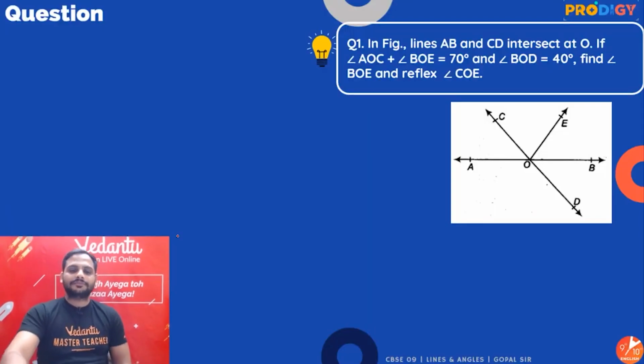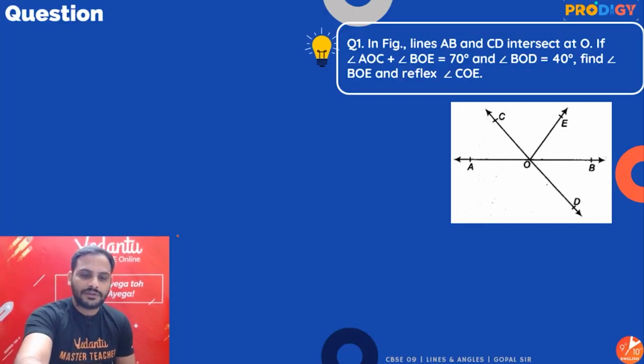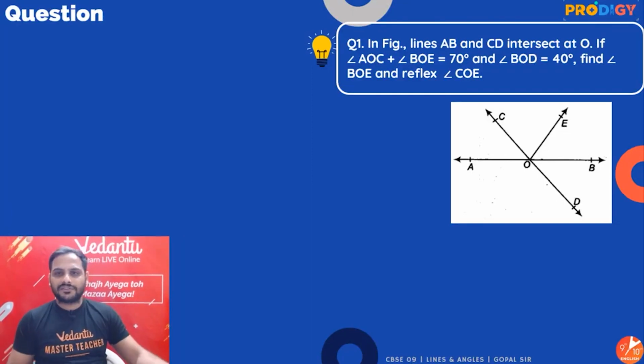Now let's move ahead. Moving on, let's look at the questions. The first question says: in the figure, line AB and CD intersect at O. If angle AOC plus BO is 70 degrees and angle BOD is equal to 40 degrees, find angle BOE and reflex of angle COE. So guys, first thing I can say, angle BOD and AOC are vertically opposite angles.